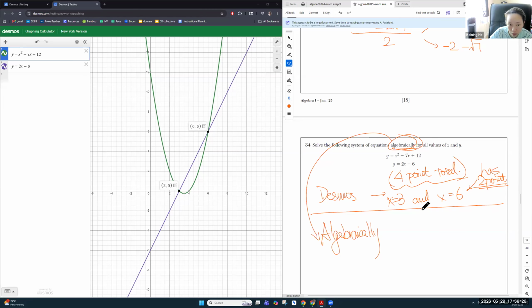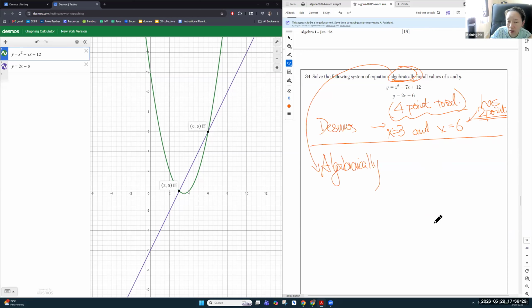But I'm going to show you how to do it algebraically. Once again, this is by substitution. I have y equals x squared minus 7x plus 12, and the other one is y equals 2x minus 6. Since these both have y isolated, you can replace one of them, it doesn't matter which one, so you set them equal to each other directly. And then, using properties of equality, you push everything to one side: minus 2x and then plus 6. And then here you have x squared minus 9x.